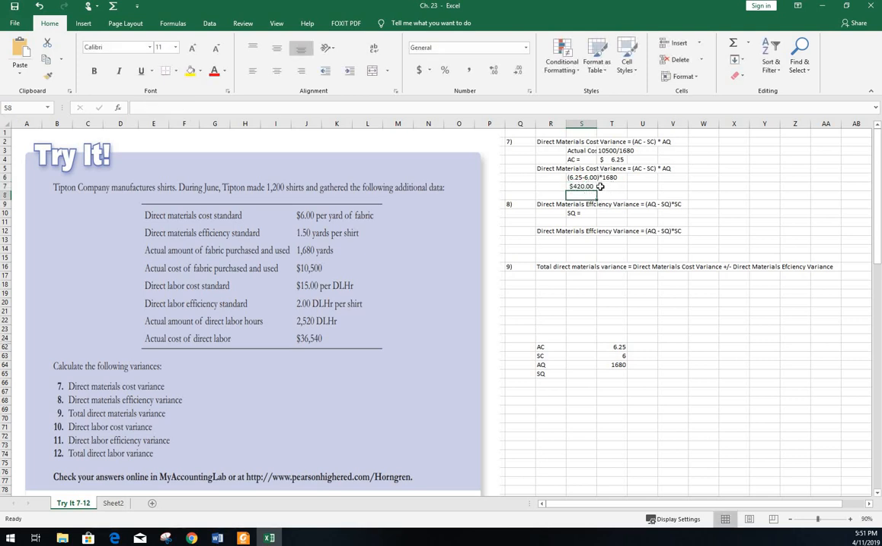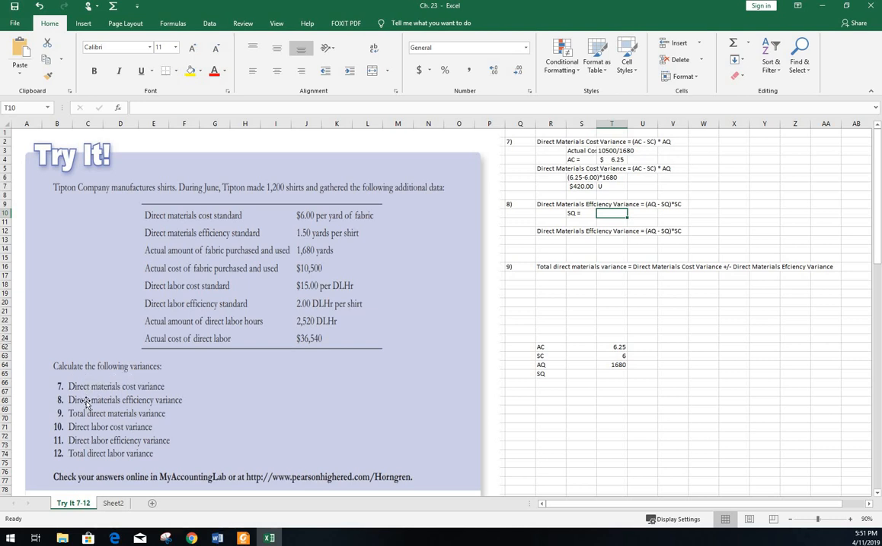That equals $420. Now we have to make a determination: is this $420 favorable or unfavorable? So we need to look at, did we pay more than standard or less than standard? Our actual cost is $6.25. Our standard was $6. We are over, so that means that's unfavorable. So I'll put unfavorable there.